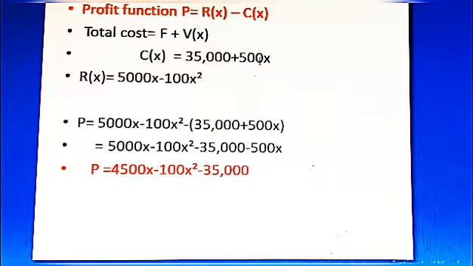Okay, we got the total cost. Next we'll find the revenue. Revenue is already given, 5000x minus 100x square. Okay, profit P is equal to, substitute here, 5000x minus 100x square minus, put it in a bracket, the total cost, 35,000 plus 500x. When you remove the bracket, the sign will change. Did you see minus 35,000? When you remove this bracket, plus and minus will be converted to minus 500x. Like terms you can add or subtract. Subtract 5000x minus 500x will give you 4500x minus 100x square minus 35,000. This is your profit function.